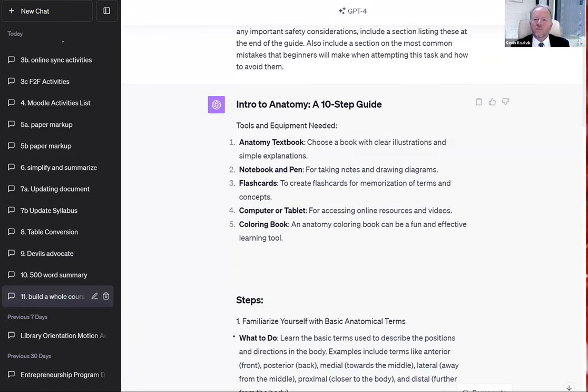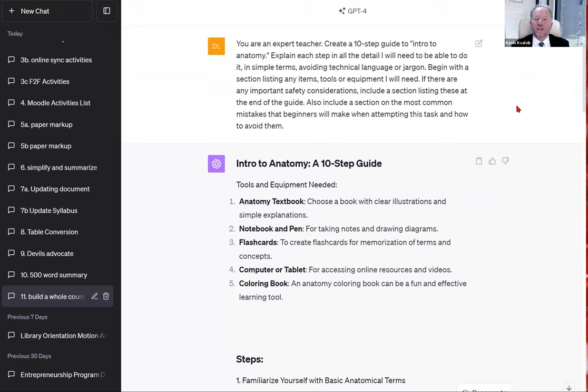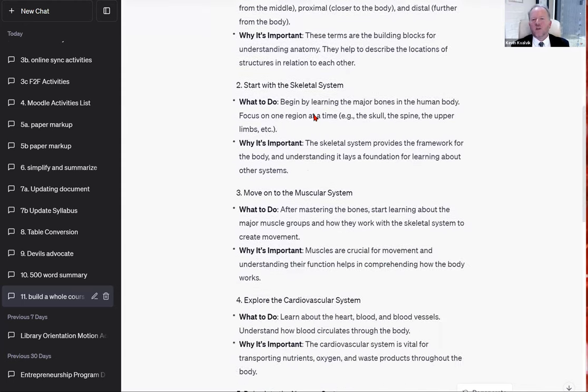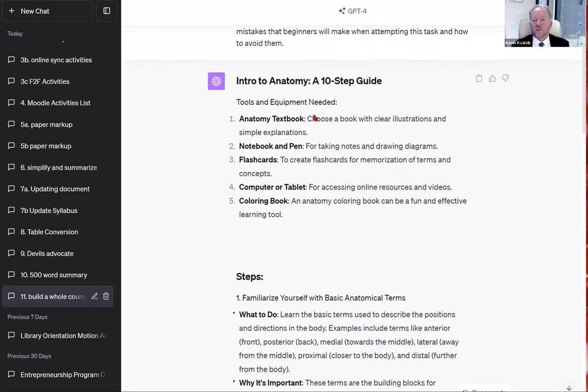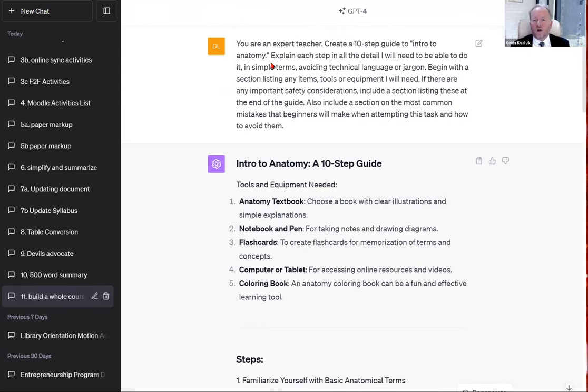And then lastly, this is another thing that they say it can be done. So I did it. And of course, this is sort of like a heresy here. You're an expert teacher, create a 10-step guide to intro to anatomy, explain each step in detail. And then it says to put it in simple terms. So it's good at that kind of stuff. Does this have value? Arguably, perhaps not.